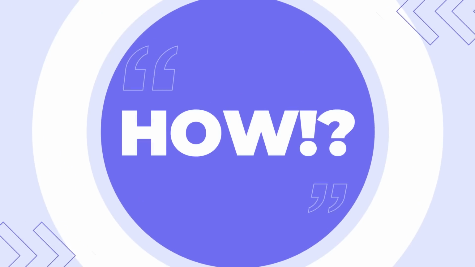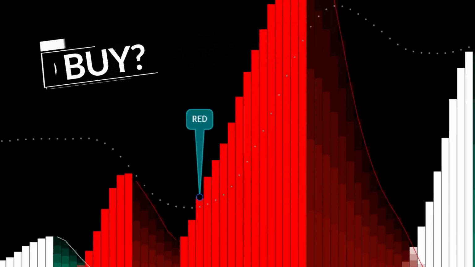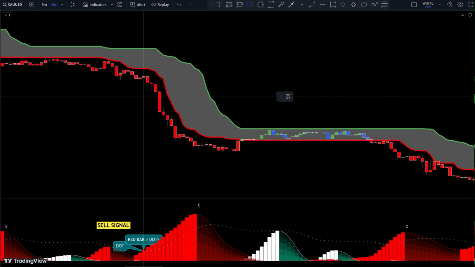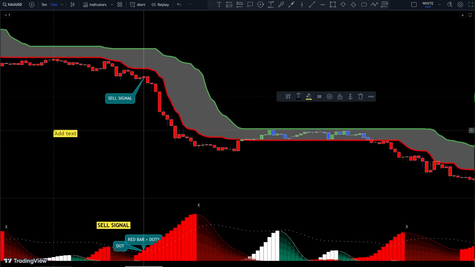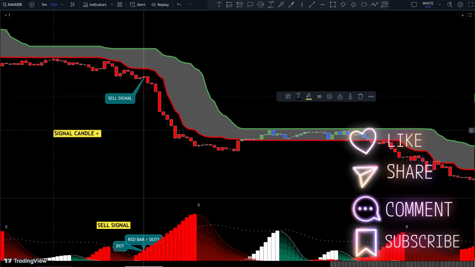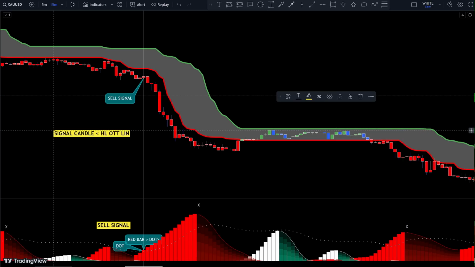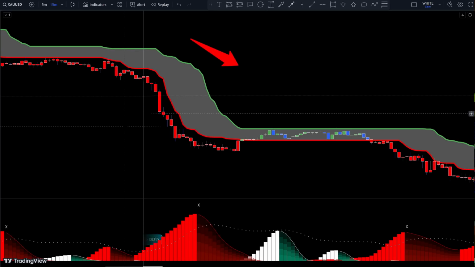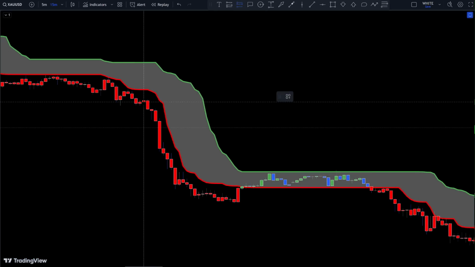The Momentum Bias Indicator will generate our signals, and here's how. When the red bar stays above the dots on the oscillator, that's our sell signal. But hold your horses. We need confirmation before jumping in. For a sell trade, we want to see a downtrend on the chart, which means the signal candle's close price should be below the lower line of the HLOTT indicator. Now that's a confirmed sell signal, so you can open the trade.